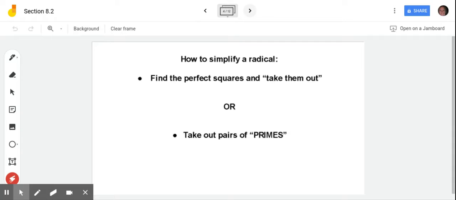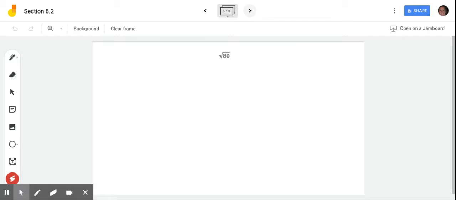So if you put a radical into a calculator and it is not a perfect square, you would get a decimal as an answer. When we simplify a radical, we're going to be looking for all the perfect squares to take them out, and we're going to leave all of the primes underneath the radical. So we're going to take out all the perfect square numbers and leave all of the primes in there, and we're going to have an answer that doesn't have a decimal. So let me show you how that works.